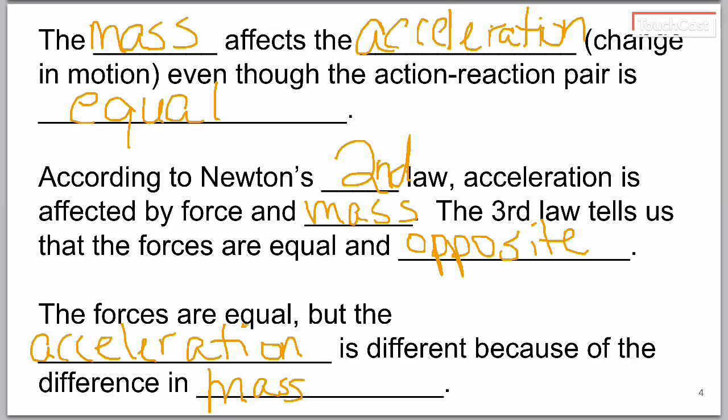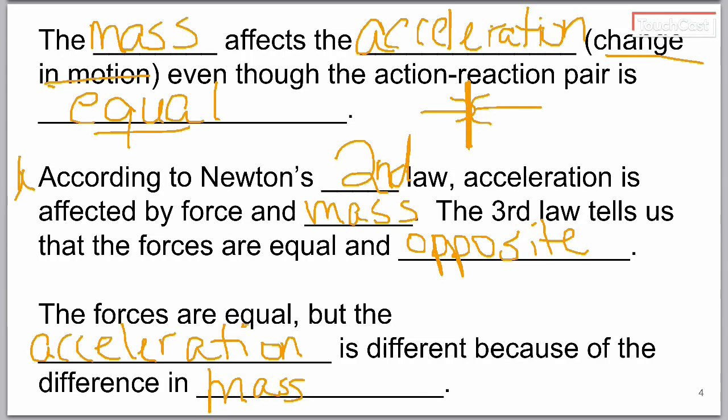Alright, here's your final box. The mass affects the acceleration or the change in motion, even though the action-reaction pair is equal. But remember, when we're talking about third law, we're talking about that snapshot moment, the moment two objects make immediate contact. If I could take a picture at that exact moment. Now, all three laws you can kind of tie in together. So this law ties in Newton's second law very well. So that next section says that according to Newton's second law, acceleration is affected by force and mass. But the third law tells us that the forces are equal and opposite.